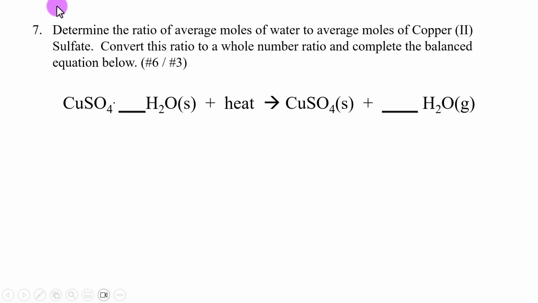The last part, so part 7, you take the moles of water from part 6 and you divide them by the average moles of copper 2 sulfate that you found in part 3. So the average moles of water divided by the average moles of copper 2 sulfate, convert it to a whole number ratio. So round it to the closest number, and then that will go here and here as well.